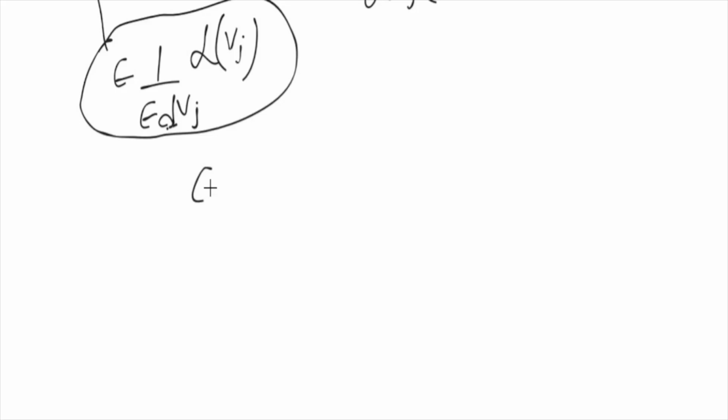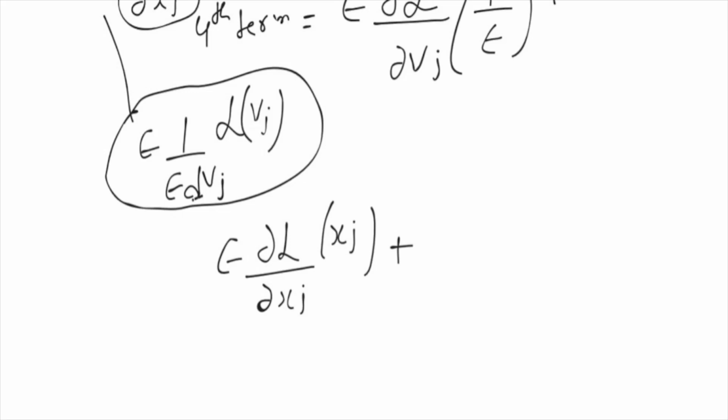It will be summation of del L upon del xj, which is your first term. Then this term, this is equal to this summation I am taking out. So here it is summation, or sorry, it is not summation, it is epsilon. This epsilon I am taking out. So this is your first term, epsilon is out, del L upon del xj.